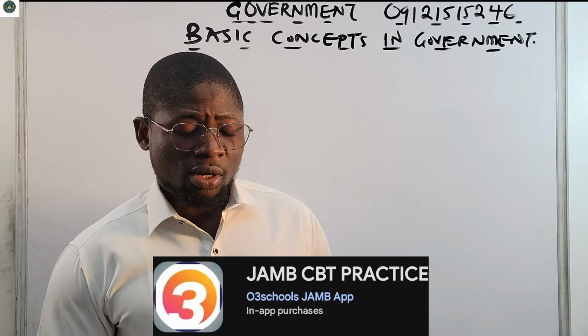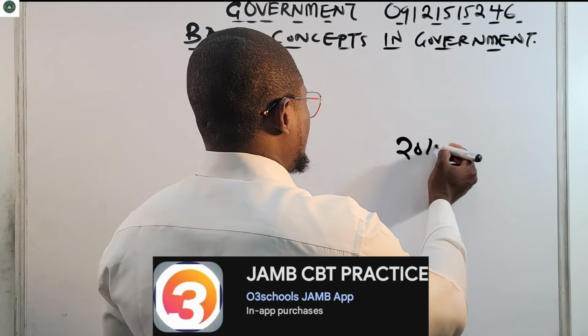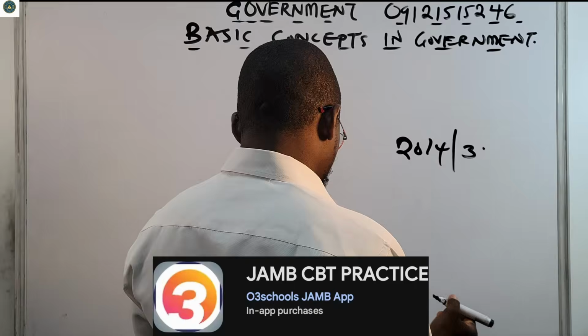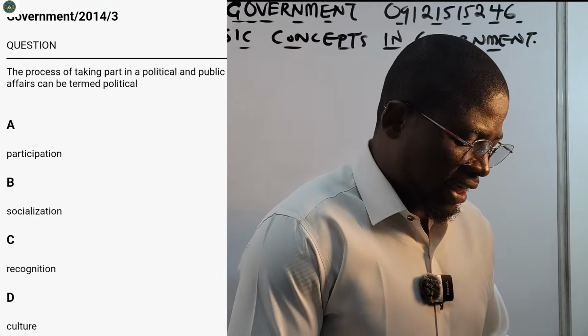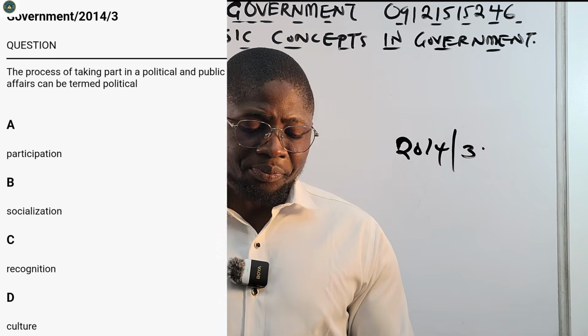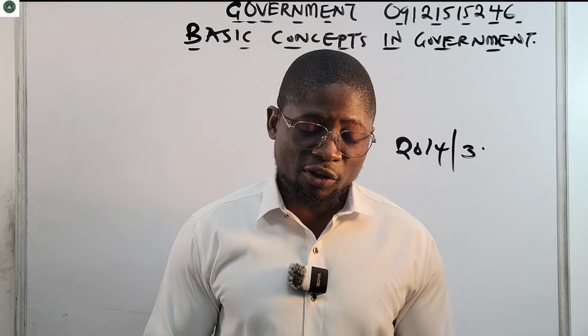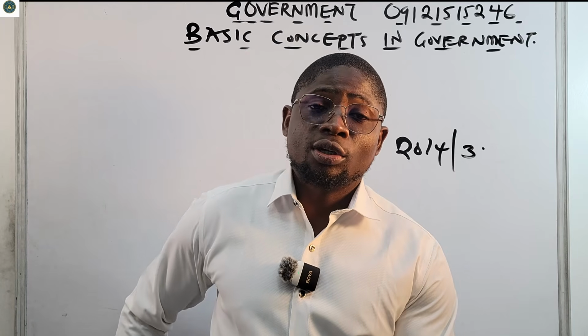Let's continue. There's a question from the application. We use the question search feature to search for this question. 2014 number 3. It says that the process of taking part in political and public affairs can be termed political. A says participation, B says socialization, C says recognition, D says culture. We're going to look at all of this. I'm going to look at many more questions at the end of the class and not before, because at O3 Schools, our goal is to give you value.